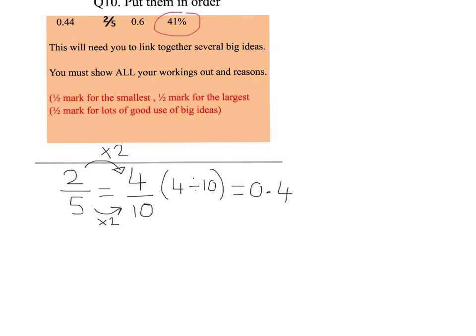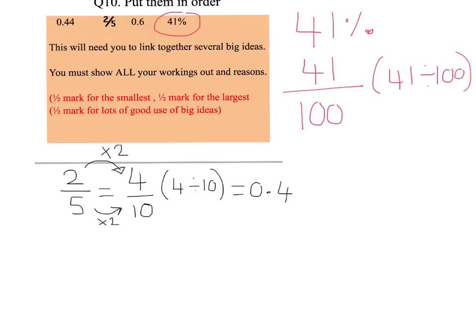41%. So 41%. Percentage is out of 100. So 41% per 100 is the same as 41 out of 100. And again, this is just a division sum. So 41 divided by 100. This is place value again. This means it's going to move 2 places to the right. 41 divided by 100 equals 0.41.